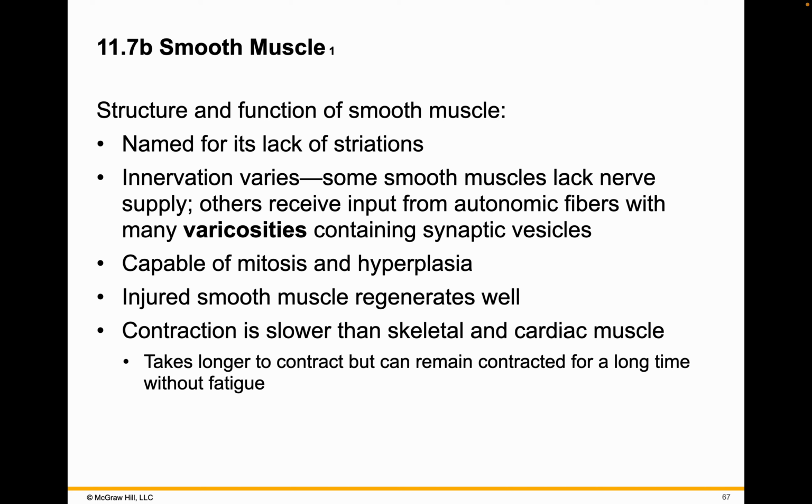Smooth muscle: the structure and function of smooth muscles. They are named for their lack of striations. Their innervation varies. Some smooth muscles lack nerve supply, others receive input from autonomic fibers with many varicosities containing synaptic vesicles. They are capable of mitosis and hyperplasia. Injured smooth muscle cells regenerate relatively well. Contraction is slower than skeletal muscle and cardiac muscle. It takes longer to contract, but can remain contracted for a longer time without fatigue.